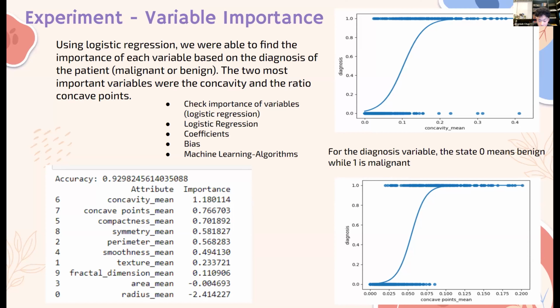And for the graphs, you can see the y-axis is the diagnosis. So basically 0 is the normal or benign tumor, while 1 is the abnormal tumor. And you can see this curve, which represents the boundary or the zone where the cutoff is, whether someone has a benign or malignant tumor. And we used the two variables with the strongest importance, in this case concavity and concave points.